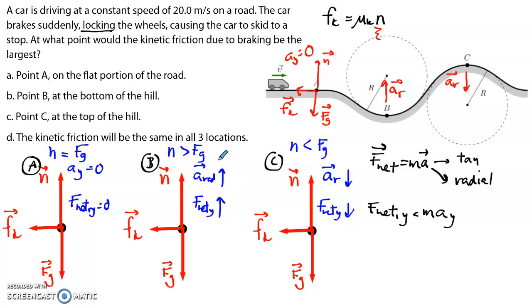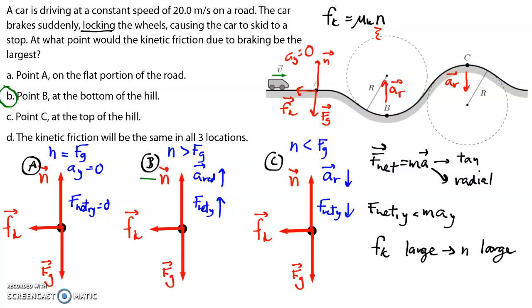It kind of makes sense, okay? When you're going in a roller coaster, when you're at the top of the hill, you feel lighter. So that's the normal being smaller than Fg. So the last step that we need to do in order to answer the question is to realize that if we want to have Fk to be large, it means that we need to have n to be large as well. The largest value of n being what we obtain at point B, we can figure out that the answer will be point B at the bottom of the hill.